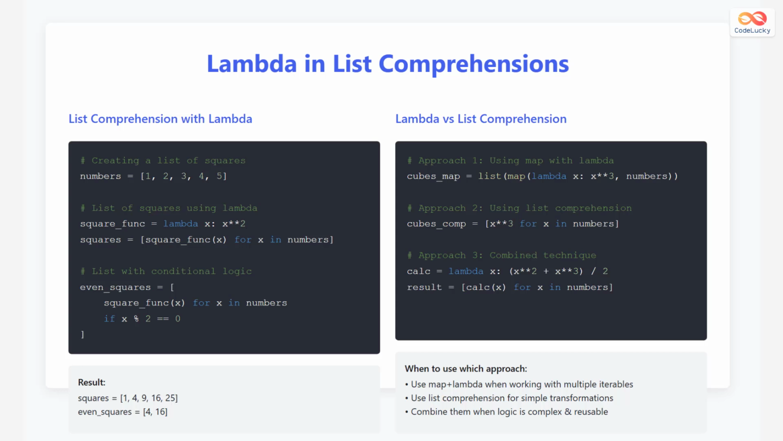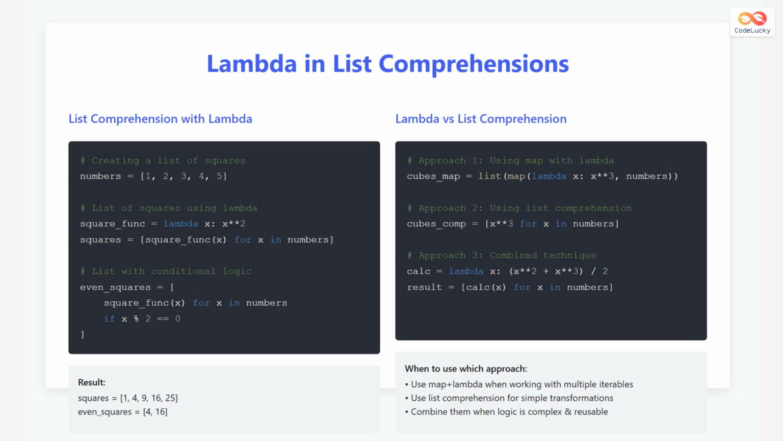List comprehensions and the lambda function both have the common goal of creating output from input. Also, note how the list of squares is 1, 4, 9, 16, and 25, and the list of even squares is 4 and 16. Another approach is to use the map function with lambda to calculate cubes. Alternatively, a list comprehension can also accomplish this. Sometimes a combined technique where a lambda function encapsulates complex logic used within the list comprehension may be the most appropriate approach.